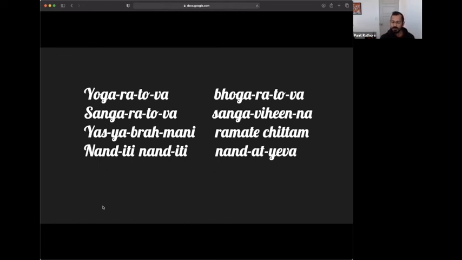Yogarato va bhogarato va yogarato va bhogarato va sangarato va sangavihina sangarato va sangavihina Yasya brahmani ramate chittam Yasya brahmani ramate chittam Nandati nandati nandatyeva Nandati nandati Nandatyeva.